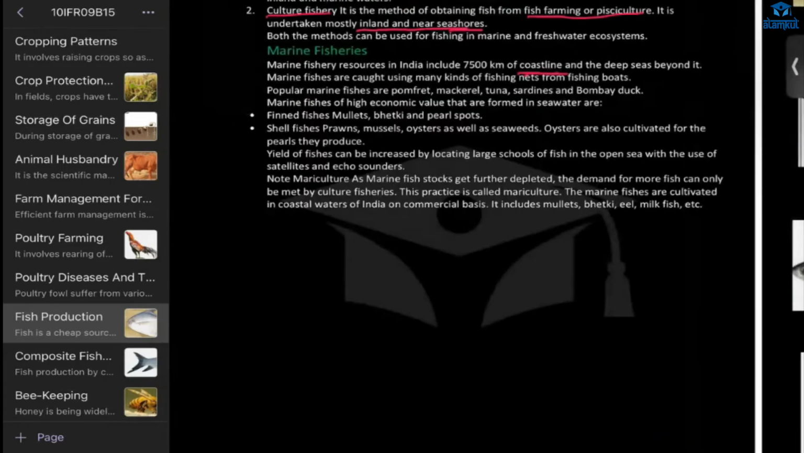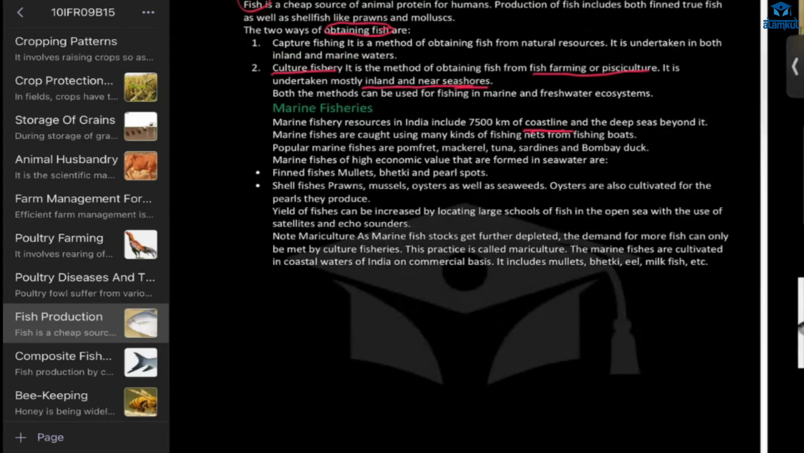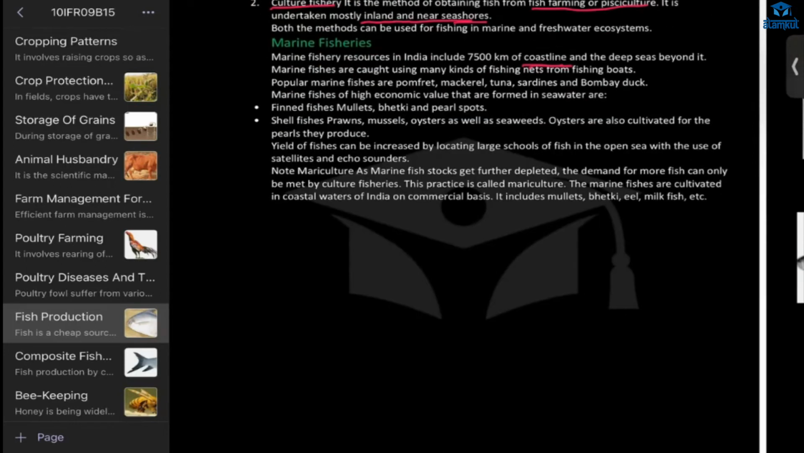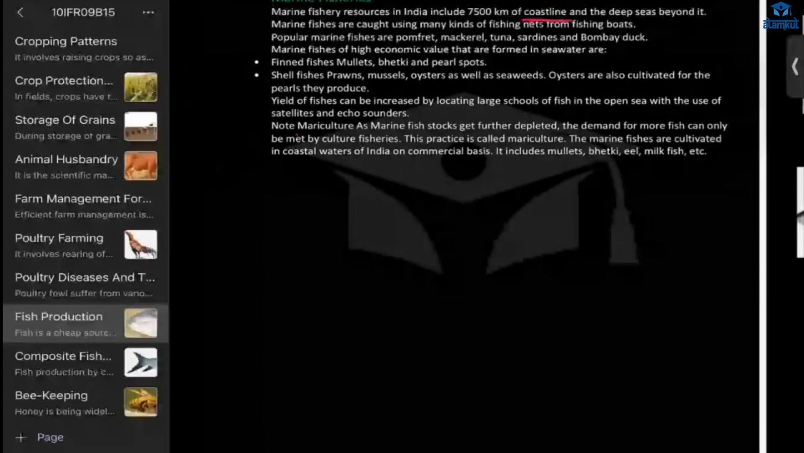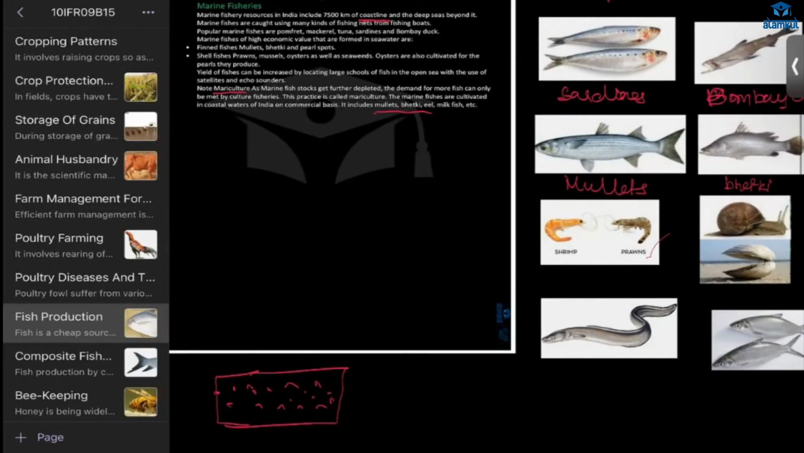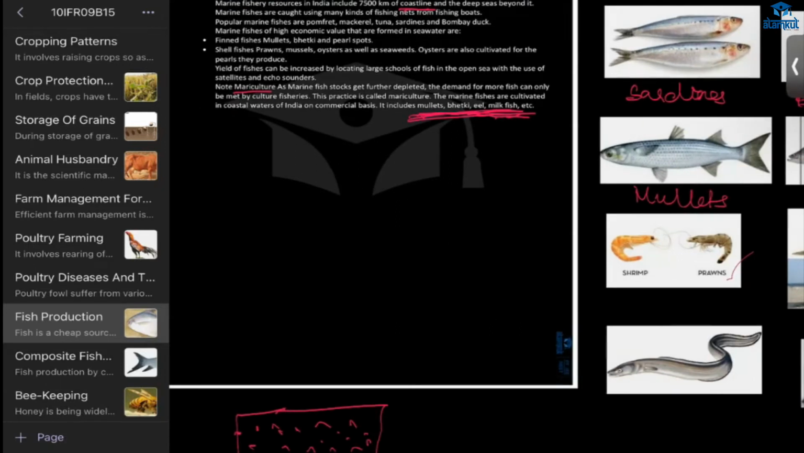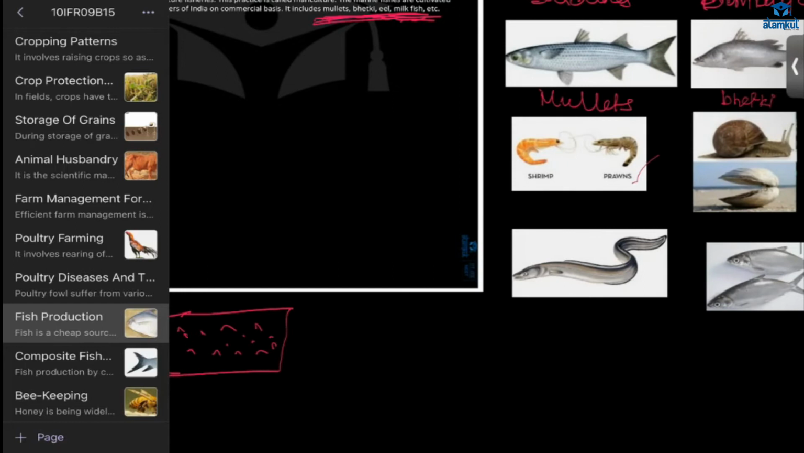Okay. The culture of the marine fishes, the sea fishes, that is called mariculture. This includes mullets, bekti, eel, and milk fish. These fishes are cultured. Okay. Eel, and this is milk fish.